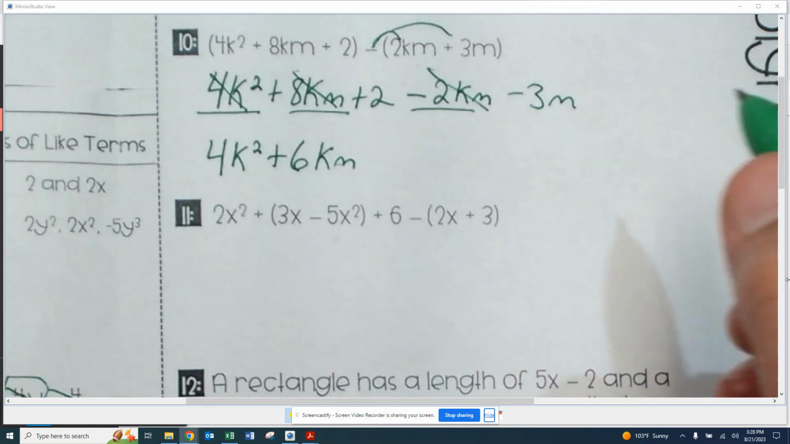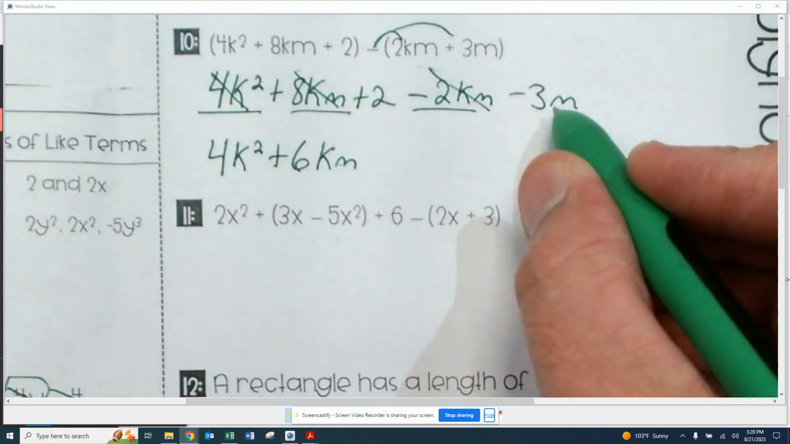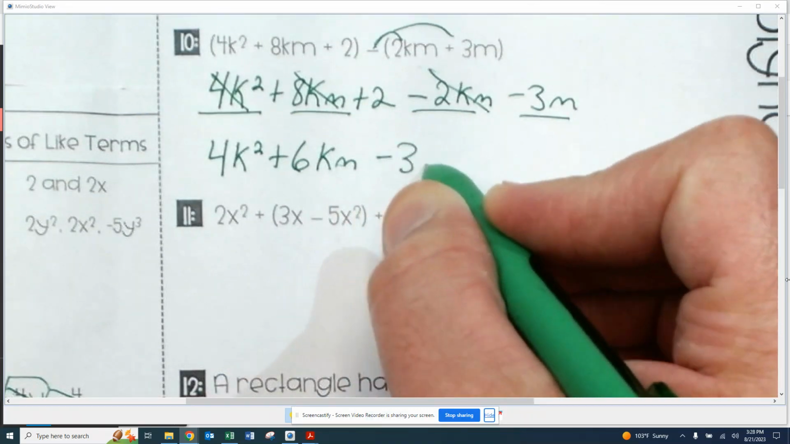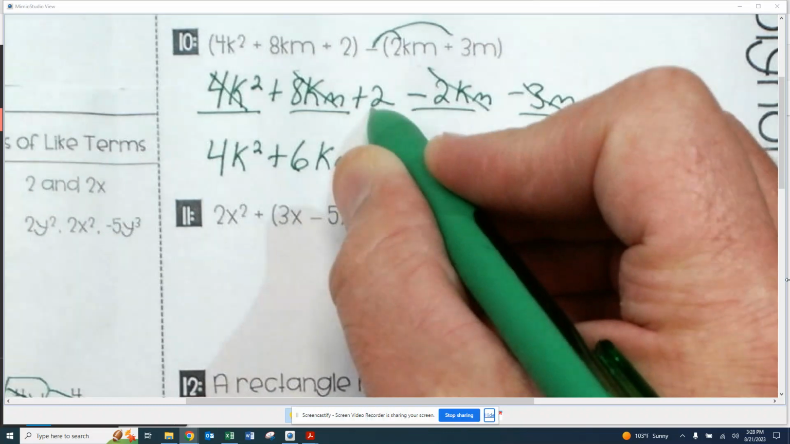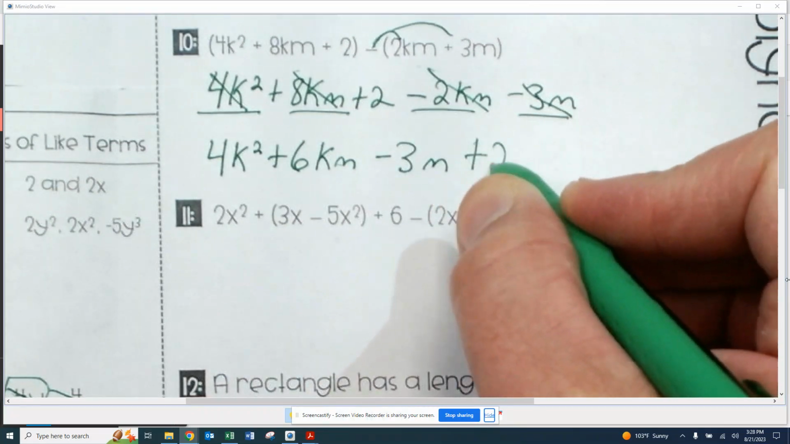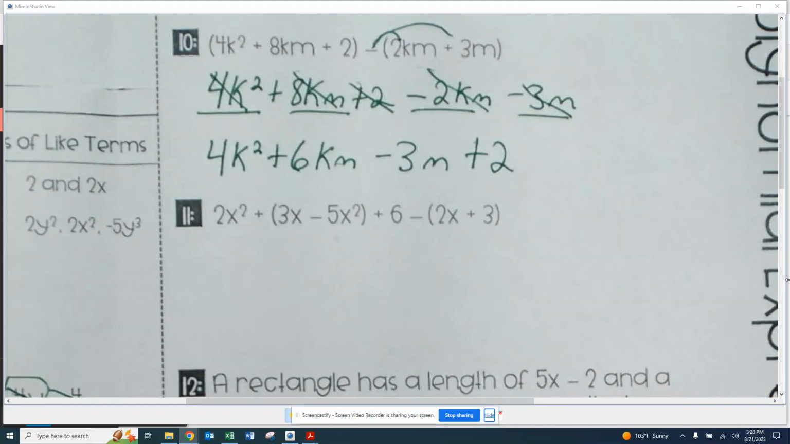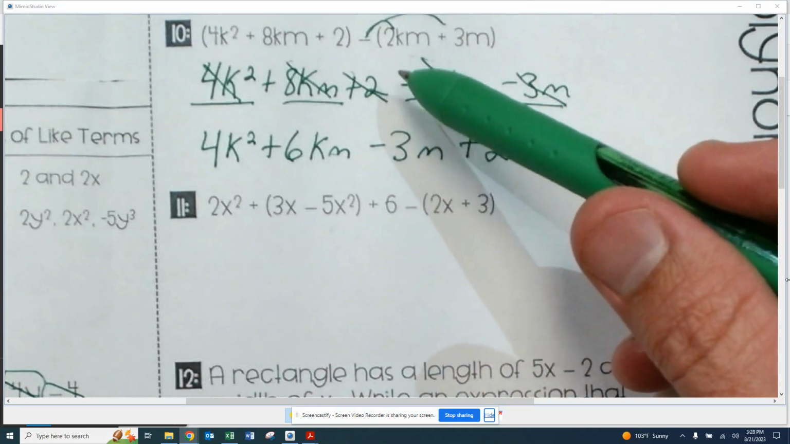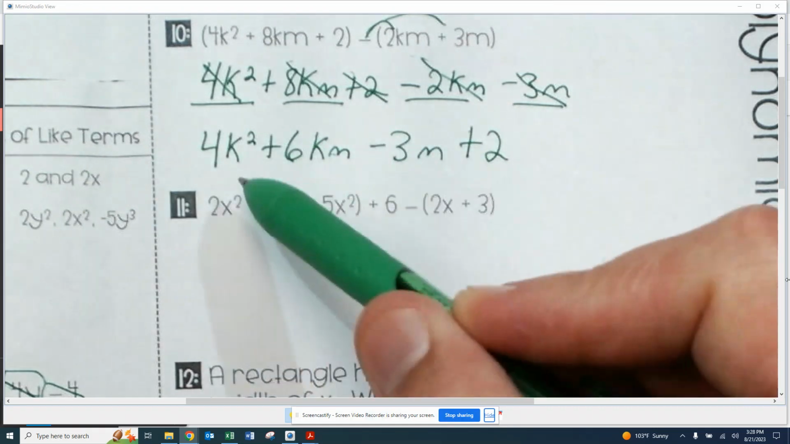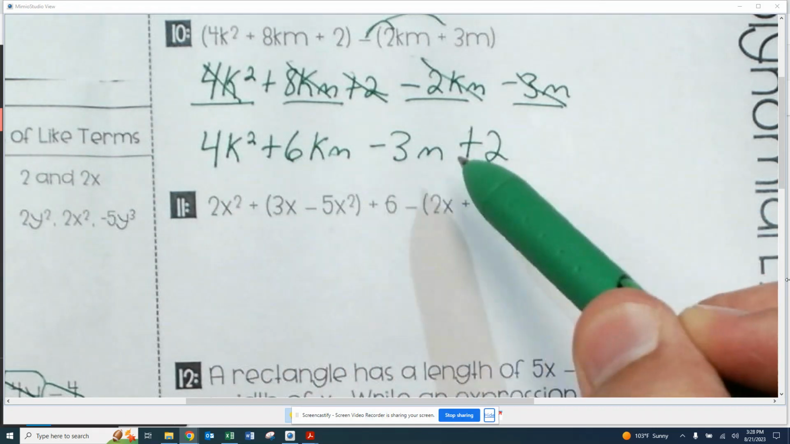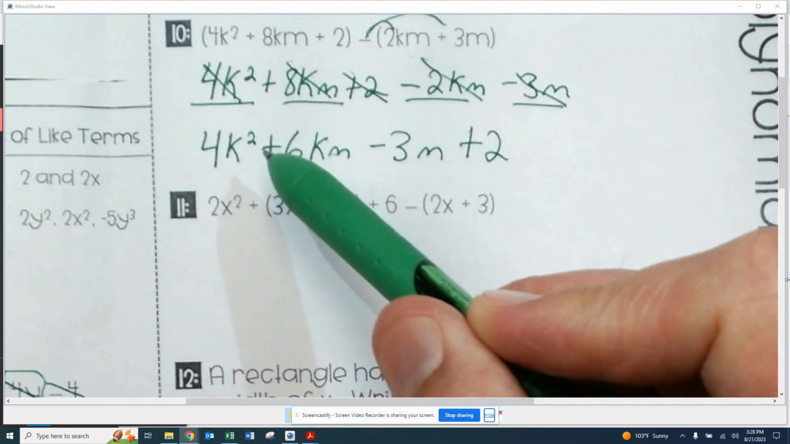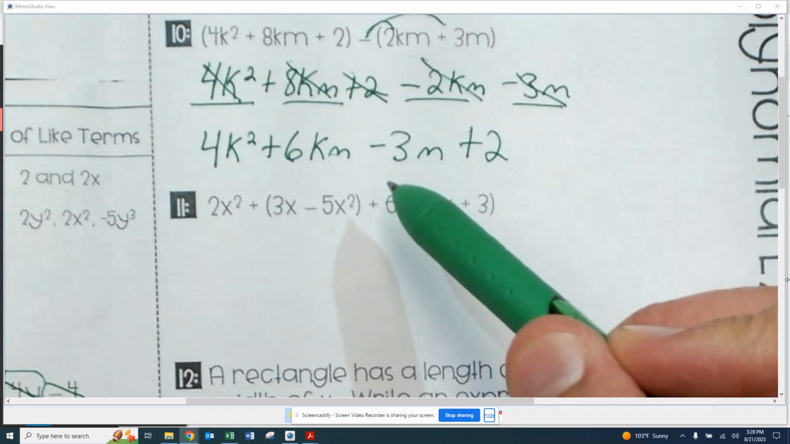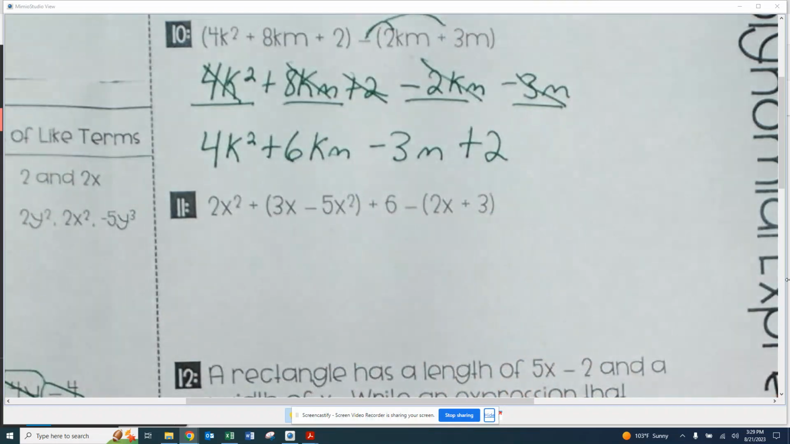The last part of this problem, I have nothing that combines with 3m, so it's going to come down. And I have nothing that combines with 2, so it's going to come down. Side note here, the reason why I started with 3m instead of 2 is because in math, we always deal with the variables first, and we always write out the variables first. Preferably, the one with the highest exponent normally comes first. And the constant often comes at the end.